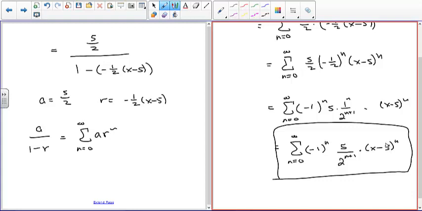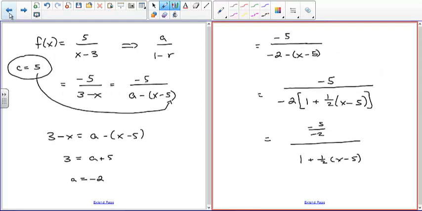I don't know where this 2, let's see if there's any, go back to the original thing, where 2 might have been. Well, you don't even see 2 in the original. 2 comes from here.